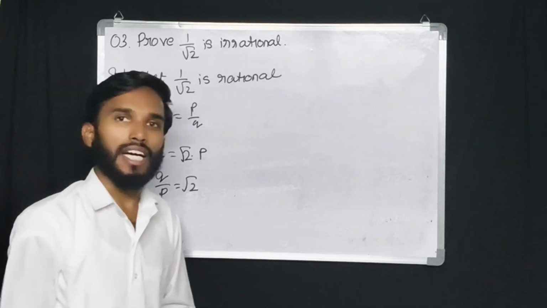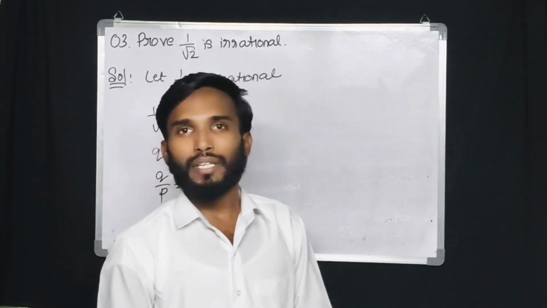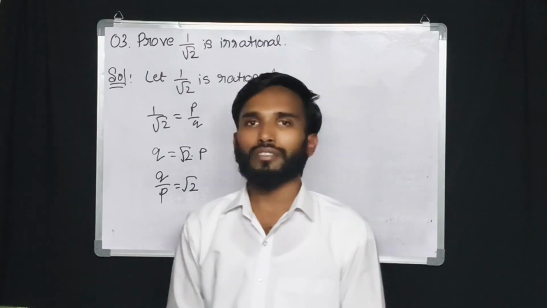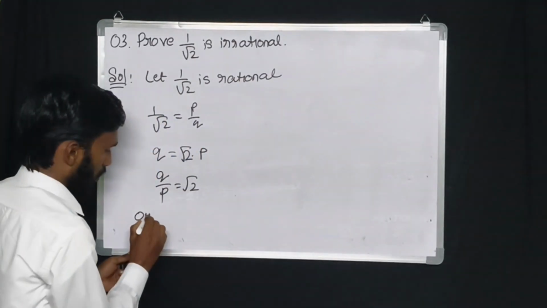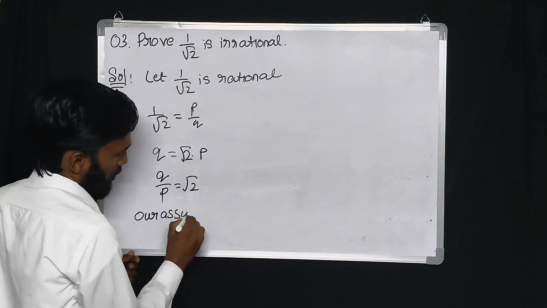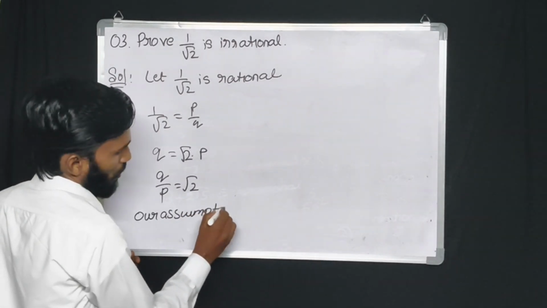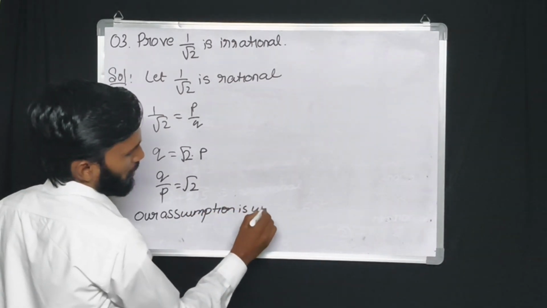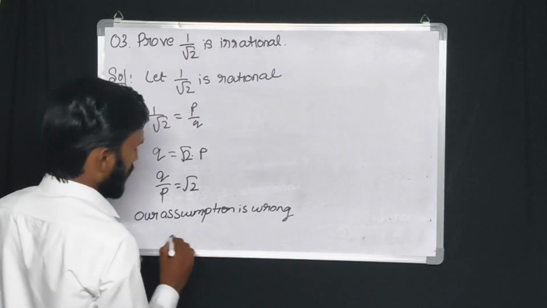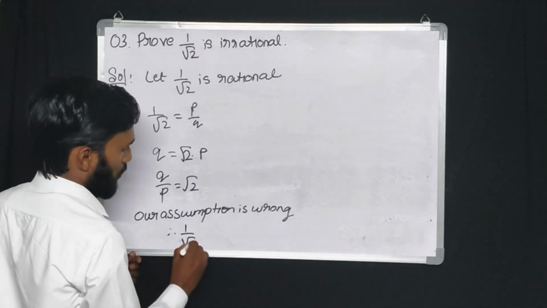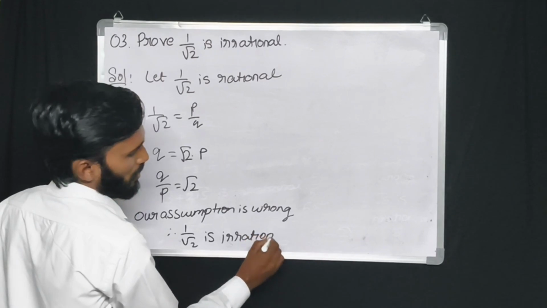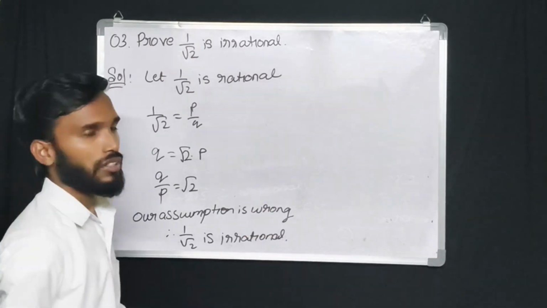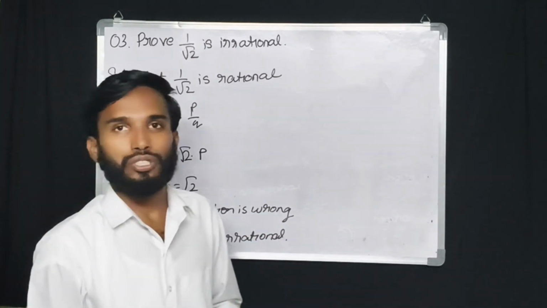As I said, can any irrational number be equal to a rational number? No, never possible. So here our assumption is wrong. Therefore 1 by root 2 is what, rational or irrational? Irrational. So this is our last question completed.